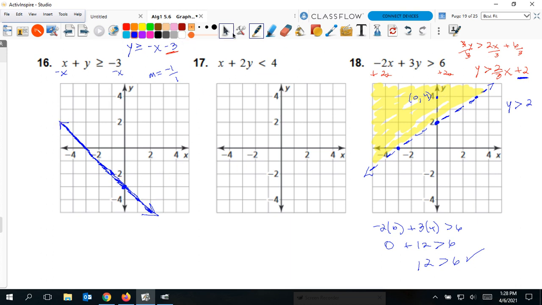And now we're going to shade. All right, here on this one, it's greater than. It's going to be greater than -3. So greater than is going to be up above on this one. It's everything up above here. There we go.